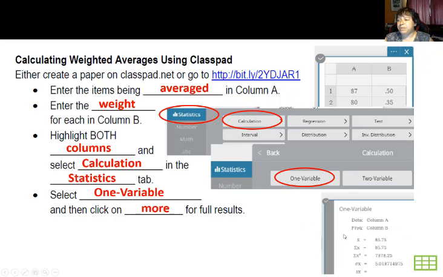Now, you'll see here's the average right here. It's 85.75. And since my weights were decimals, it added up to 1. That's also my sum of x. Now, the interesting part, if you look at the data here, you see that I have a standard deviation for population, but not one for a sample.